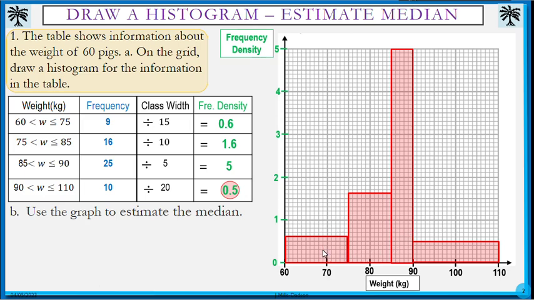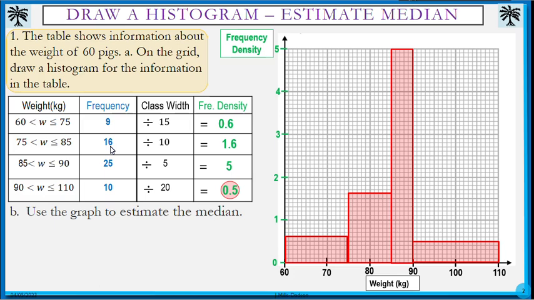The first thing you need to understand is that the area of each bar actually represents the frequency. If you look carefully, the height here is 0.6 and the width here is 15. If you multiply 15 by 0.6, you get exactly 9. The same, this height is 1.6, and 1.6 times 10 gives you 16. So the area of the bars, as long as it is frequency density, represents what?